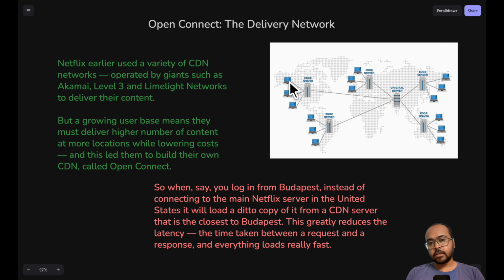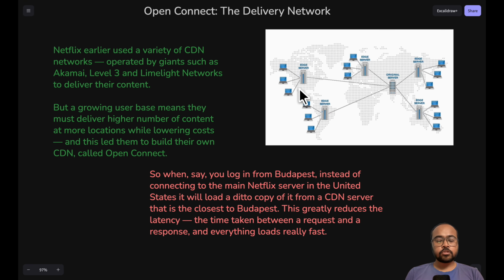If the data is not there in the CDN, then they'll eventually have to come to the original server and make the request. But if the data is available in the nearest CDN, then the data will be served from the CDN, and that way the content loads much faster. The example I was talking about: suppose you are logging in from Budapest. Instead of connecting to the main server in the United States, it will load an exact copy of the same content from a CDN server that is closest to Budapest. This greatly reduces the latency and the time between a request and the response, and everything loads really fast.